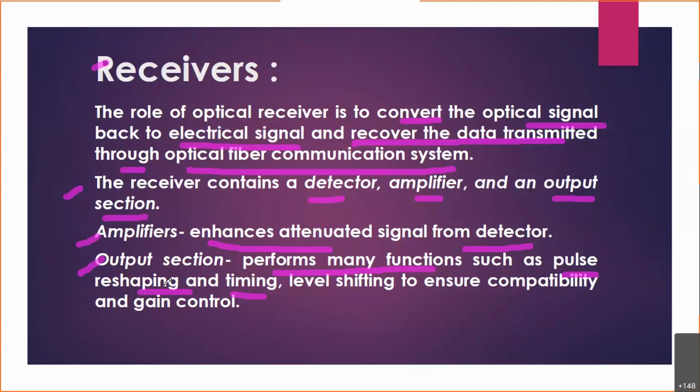Whatever output you require at the end, in the form of a pulse, that pulse you can control: the size, the shape, and even the time interval you can control. In some numericals you have also done numericals on this pulse width. So that's how you can control the pulse width of a particular signal, and pulse width is nothing but the time interval. So that's how you can control all such things as per the requirement of your output, in this output section, to ensure compatibility and gain control. Depending on the requirement of the output which you want at the end, you can do these things in the output part.